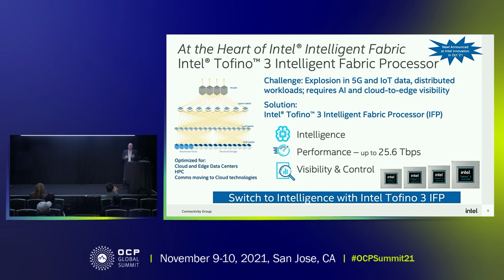Now you're going to hear a lot more about the Tofino 3 IFP in the near future. But the one thing I wanted to close with is that, as we said, it's not about bandwidth anymore. We really need to switch to intelligence for the networks of the future.